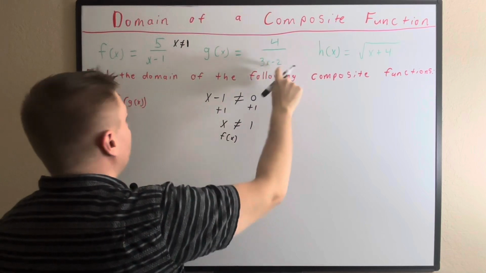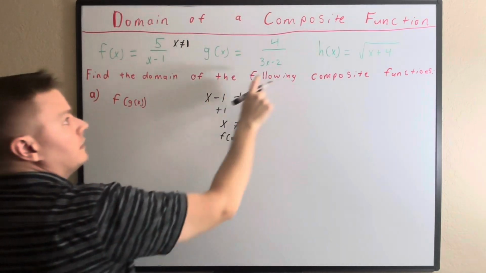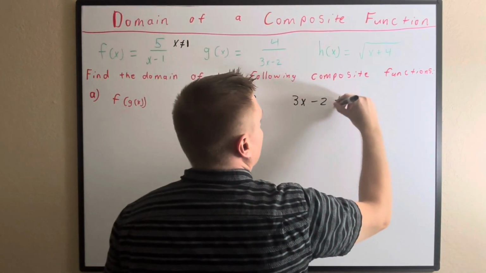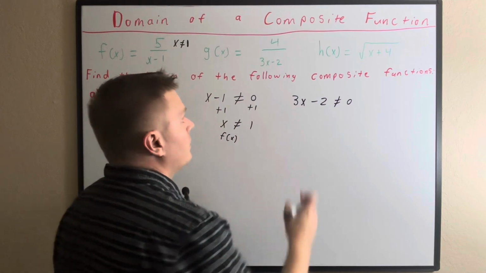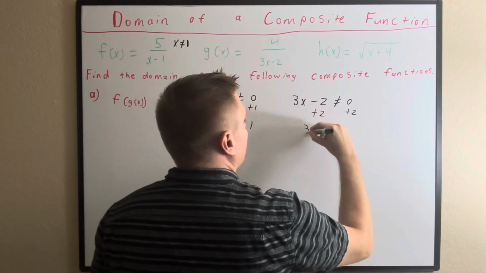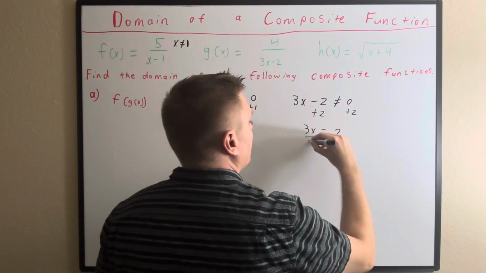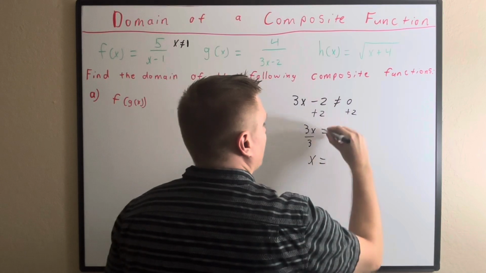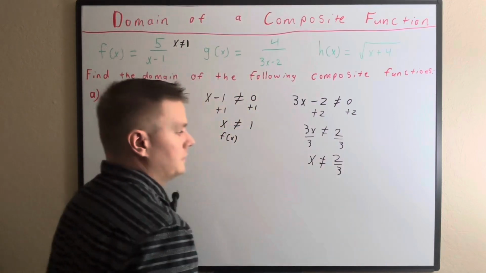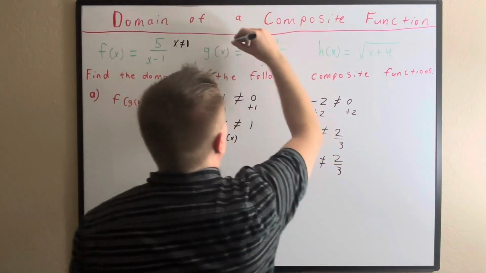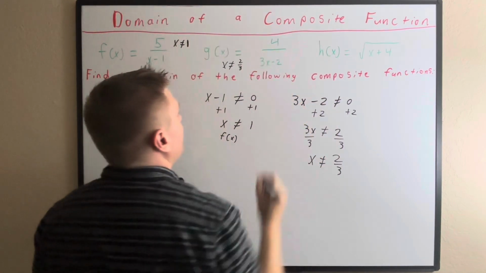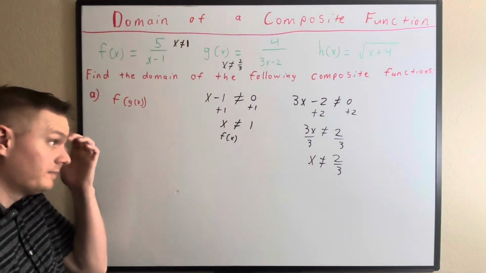Okay, same deal here with g of x, right? This denominator cannot be 0, or we're going to have an undefined function, right? So let's isolate the x. X cannot equal 2/3. All right, with me so far?